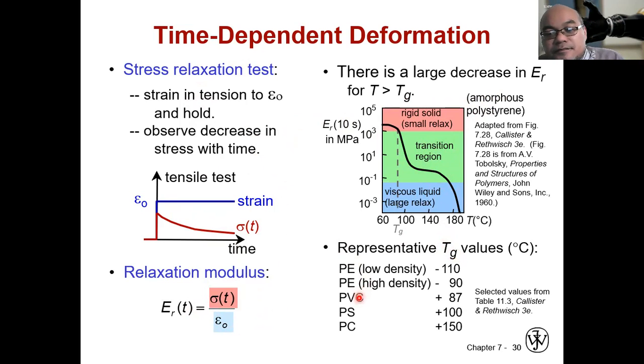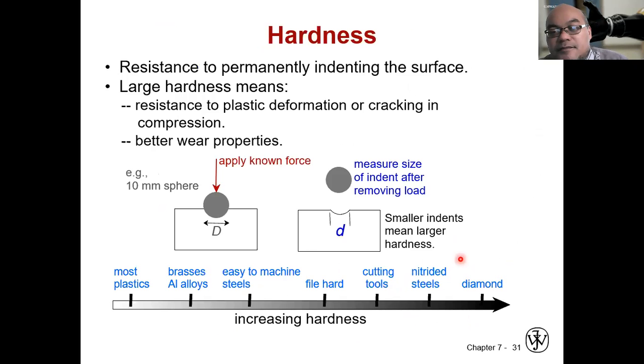Polystyrene and polycarbonate have very high Tg, glass transition temperature values. While polyethylene, low density LDPE or high density HDPE, has a negative temperature for its glass transition. Okay, let's have a break for a while because of the time.